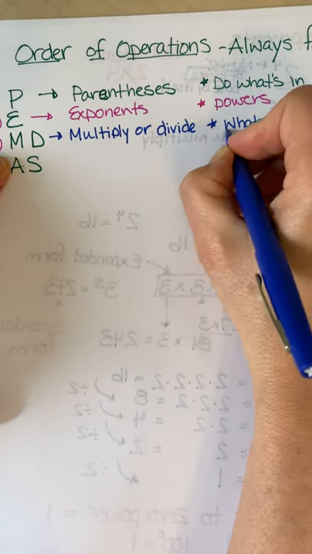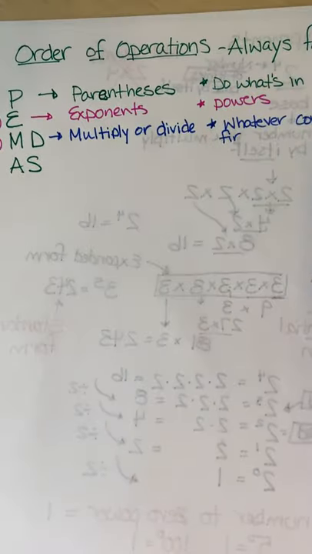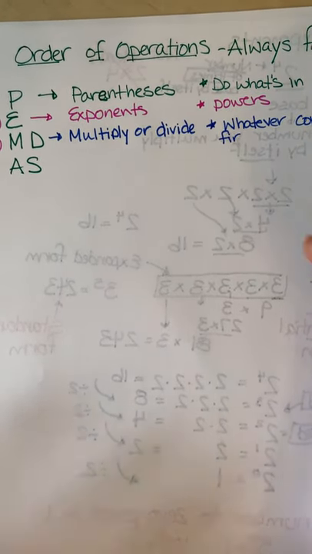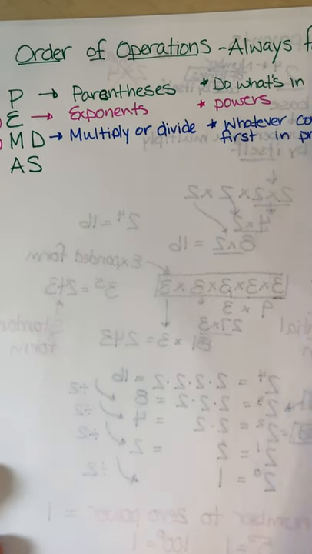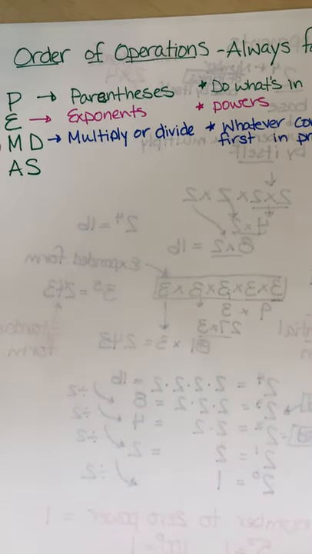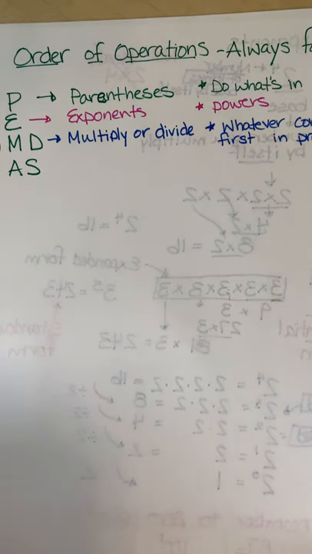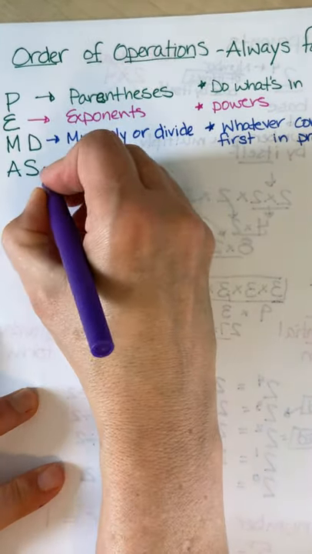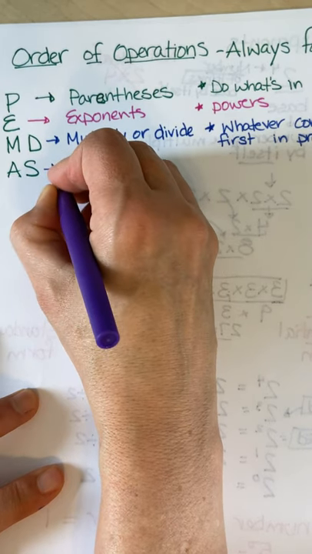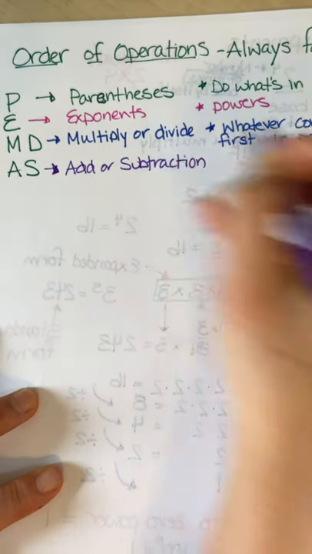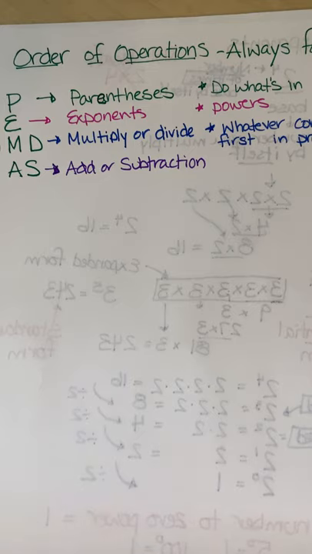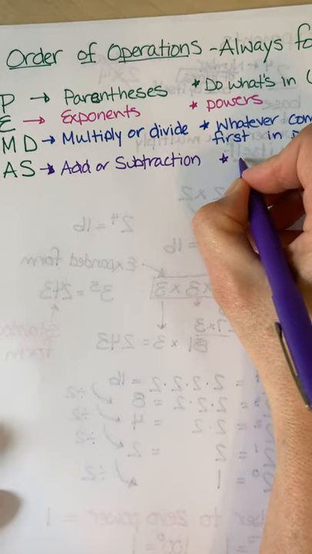So once I've done my parentheses and exponents, you do whatever's first in the problem. So if division came before multiplication, I'm going to do the division first. If multiplication comes before division, I'm going to do the multiplication first. And then the last step, the fourth step, is your addition or subtraction. And again, that's whatever comes first in the problem. That'll always be your last step. Your addition and subtraction is always your last step. It just depends on, did the addition come first or did the subtraction come first in the problem? Okay. So again, whatever comes first in the problem.